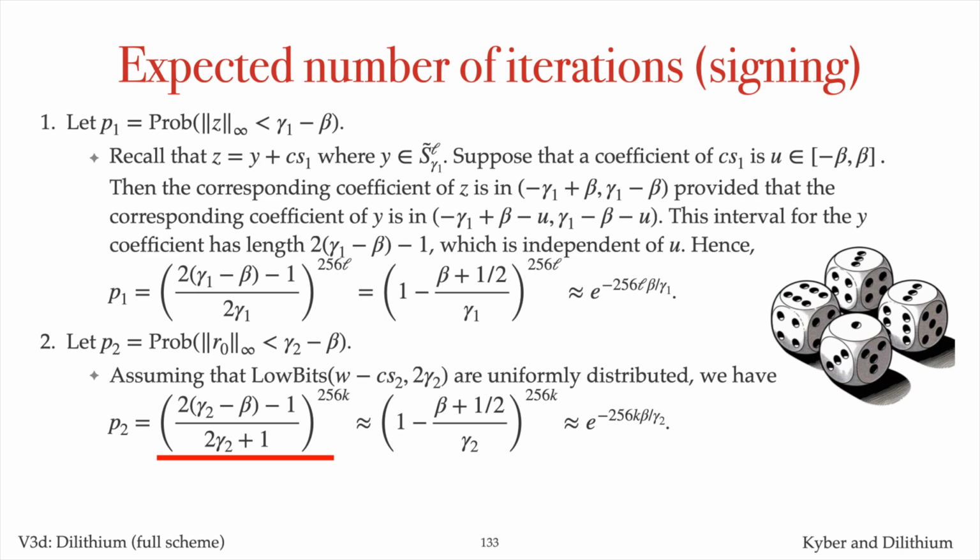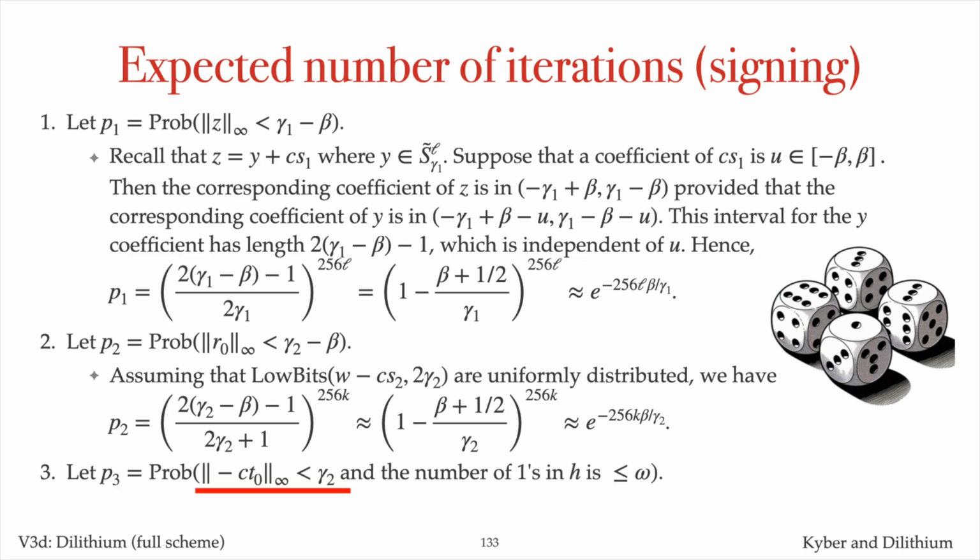Here, the denominator 2 gamma 2 plus 1 is the total number of possibilities for the 2 gamma 2 low bits of an integer. And the numerator 2 times gamma 2 minus beta minus 1 counts the numbers that are less than gamma 2 minus beta in absolute value. Since there are 256k coefficients in w minus cs2, the probability P2 is given by this expression, which simplifies to this, and is roughly e to the power minus 256k beta divided by gamma 2.